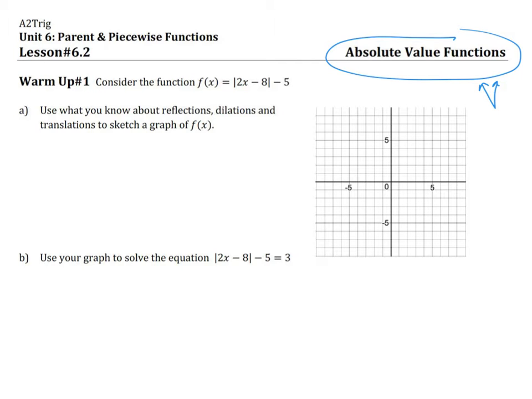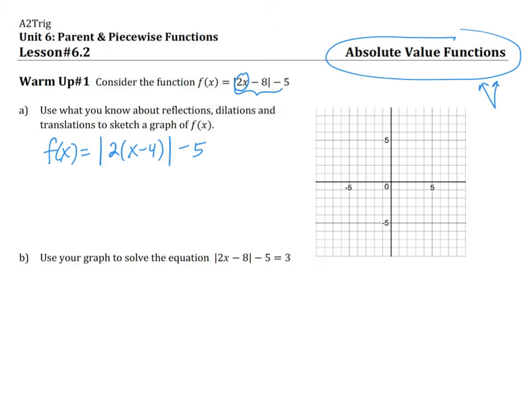Okay, if I'm focusing on what I know about reflections, dilations, and translations, then I'm going to try to rewrite this so I can see where my vertex is and look at my vertical or horizontal dilations. Notice this x has a 2 in front of it. That's not helpful. I need to factor that out so I can actually see what my horizontal dilation is. So when I factor out my 2, I get x minus 4.